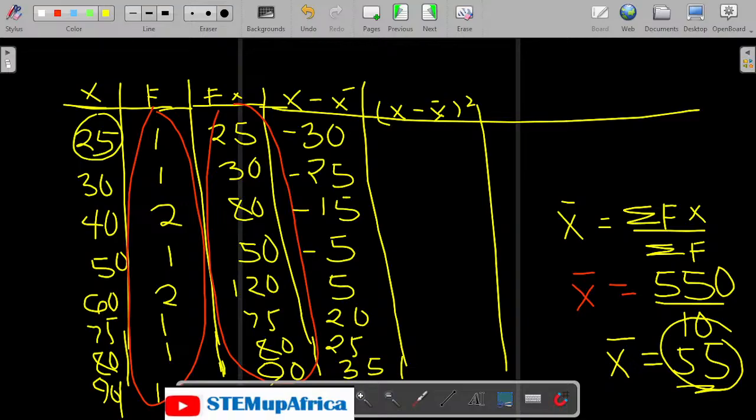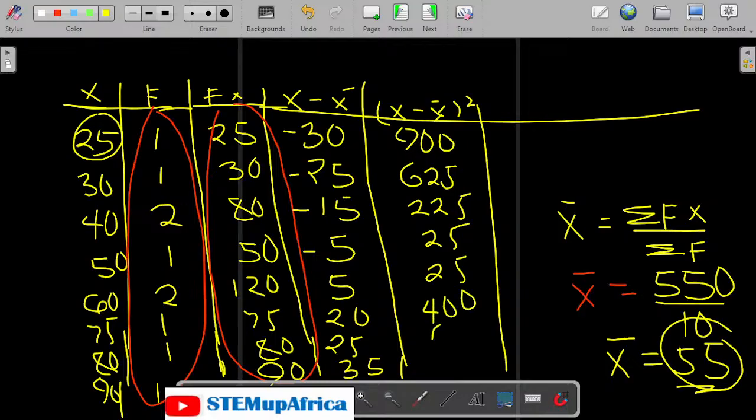Minus 30 squared, like I told you, if you want to square, make sure you put it in brackets. If I square 30 now, I'm having 900. If I square 35, gives me 625. If I square 15, 225. If I square 5, is 25. Here is 25. Here is 400. Here is 625. Then 35 squared will give me what? 1225.